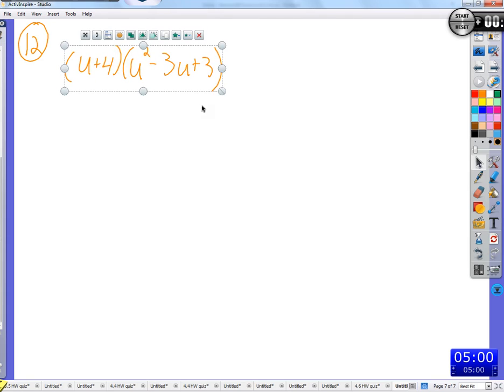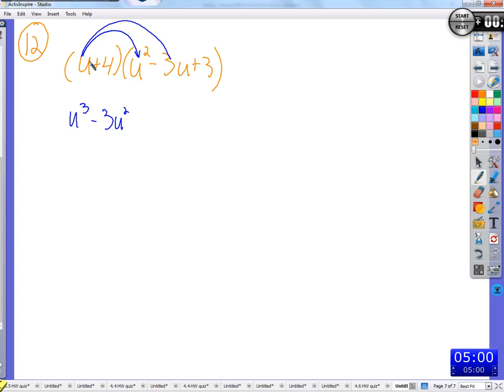What's a really important word that I keep bringing up that starts with a D? Distribute everything in here to everything in here. I'm going to distribute the u first to u squared. That's u to the third. Distribute the u, keep distributing it. Now I get -3u squared.